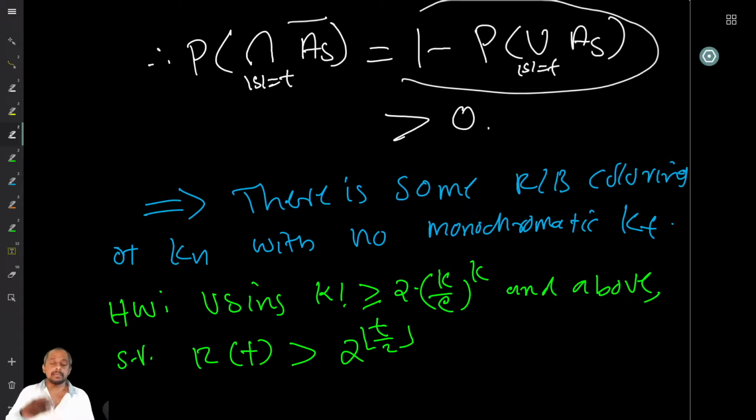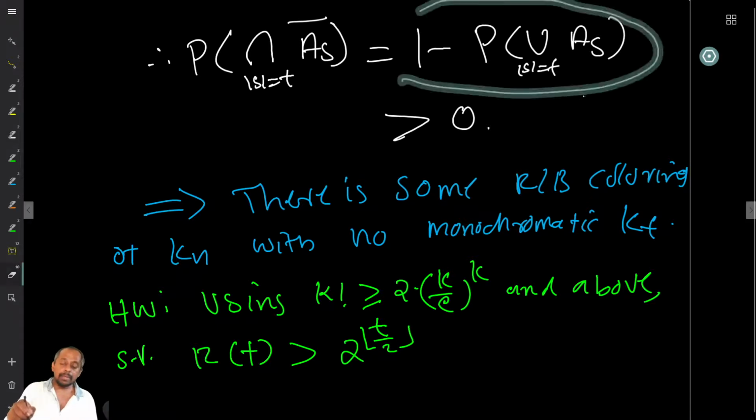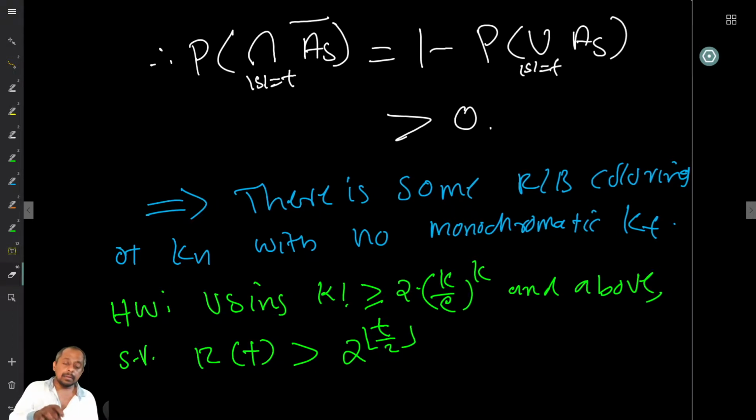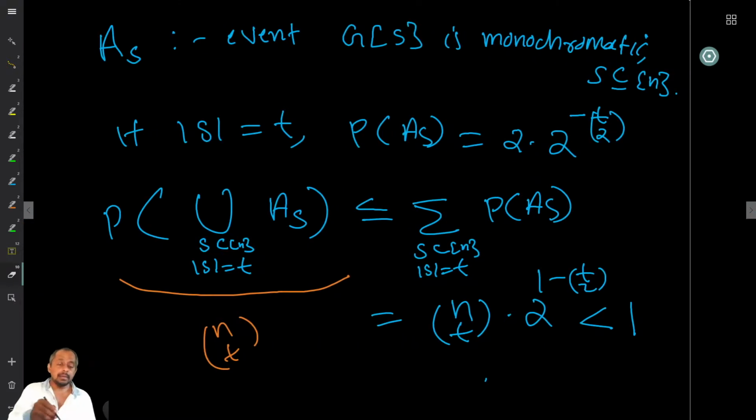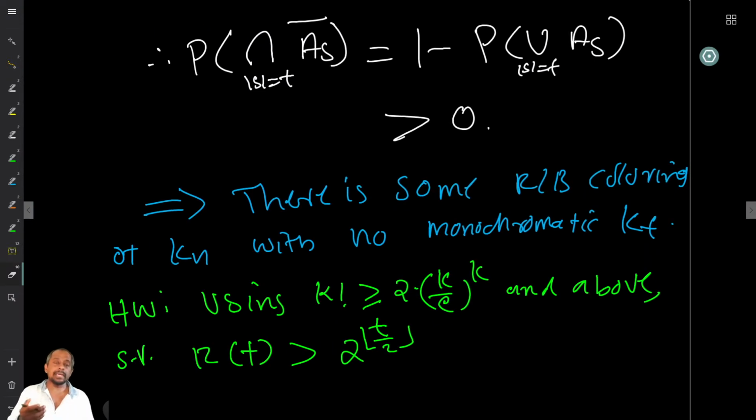What does that tell us? So what is the complement event? The complement event is that AS does not happen for any subset S of cardinality t. So for none of the t element subsets is the complete subgraph monochromatic, with positive probability, right? So therefore, at least for one of the colorings, we should not be able to find a complete subgraph on t vertices which is monochromatic. So for that, we have strictly positive probability because of that.